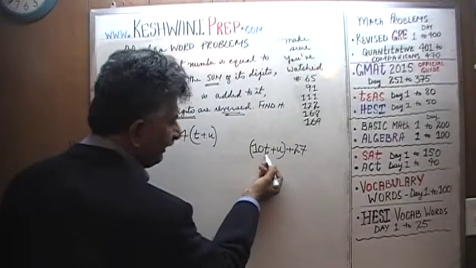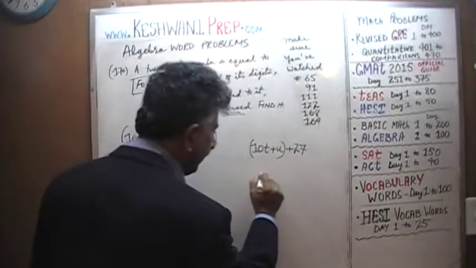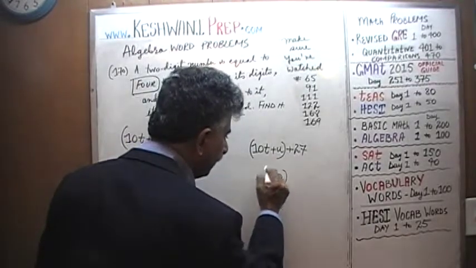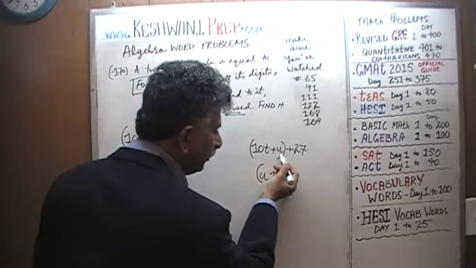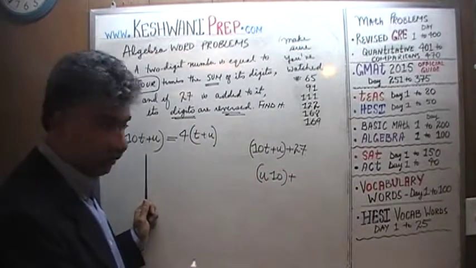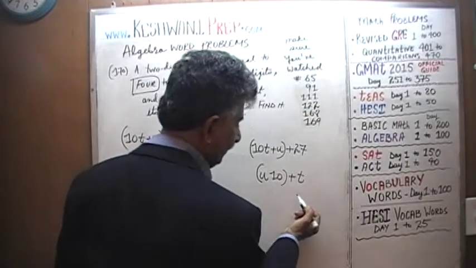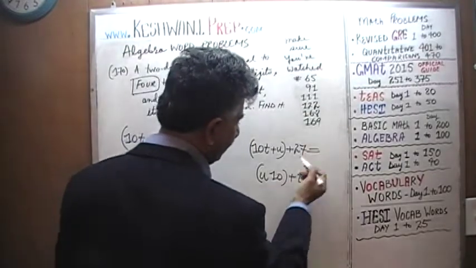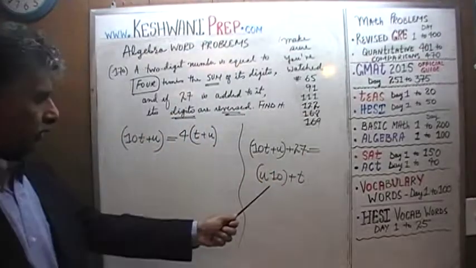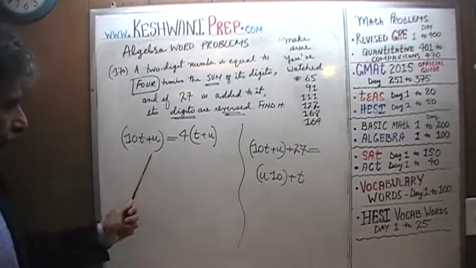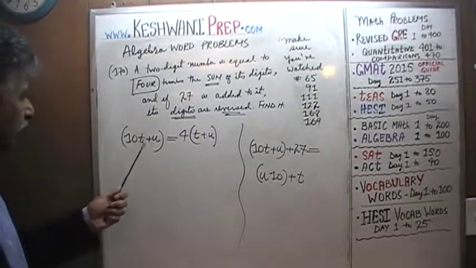In other words, how many tens do we have? We have T tens. Instead of T tens, we're going to end up having U tens, plus, instead of having U ones, we'll have T number of ones. And this is the reverse of it. So this will equal that. We'll get to that in a second. Let's work on this one first.